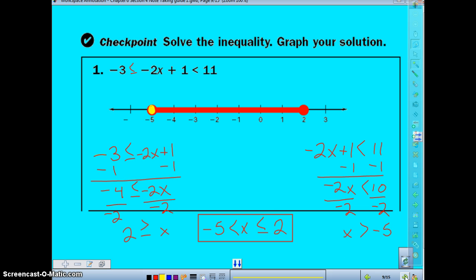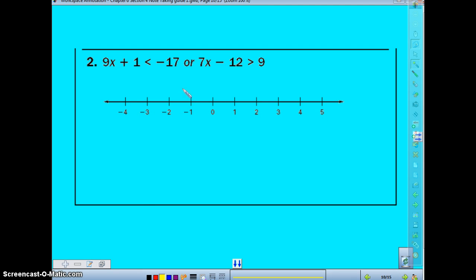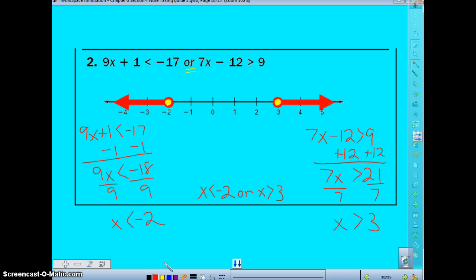Okay, let's go to the next example. Again, same thing. There's your key right there. Fill this out and solve it. I'll be right back. All right guys, this is what I came up with on the second one: x is less than negative 2 or x is greater than 3. Both of them have open circles because they are not equal to those numbers.